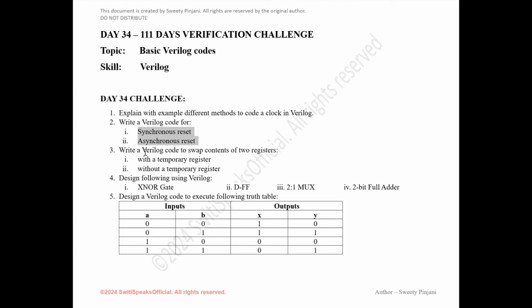Then one very basic Verilog code which a lot of times people will ask you to write is a Verilog code to swap the contents of two registers. Consider that you have two registers and you need to swap their contents. You need to do that first using a temporary register, and the second is without using a temporary register.